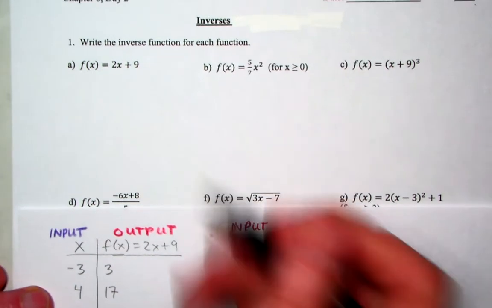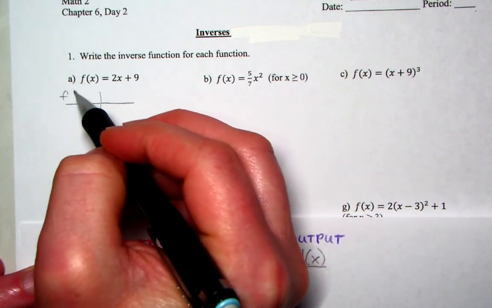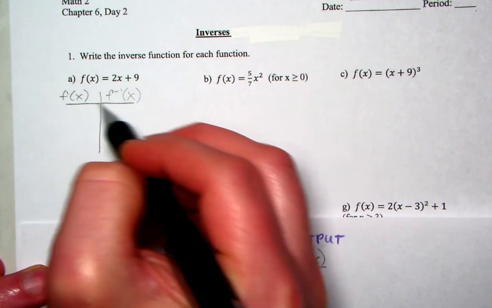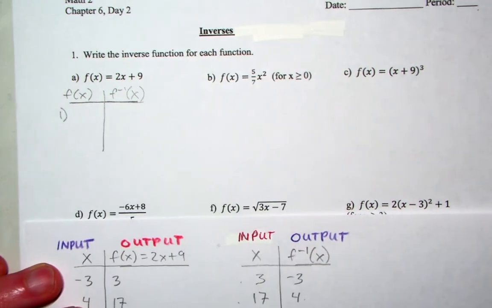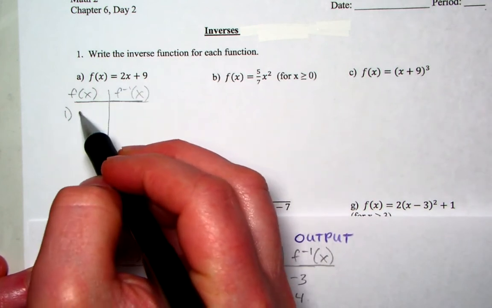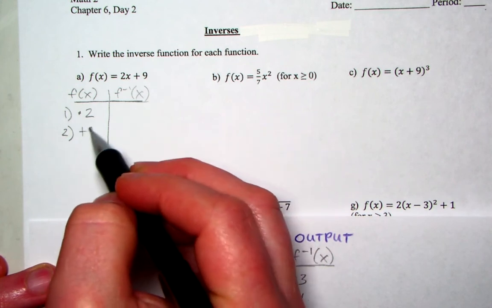So let me show you the method by which we do this, which I call the table method. So I make a table where I'm listing the operations and the order in which the operations happen. So for f of x in our original equation, when I substitute something in there, we multiply by 2, and then we add 9.